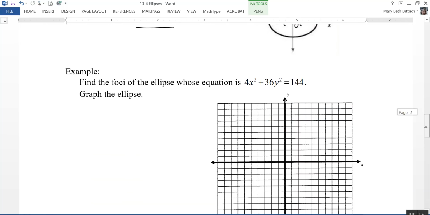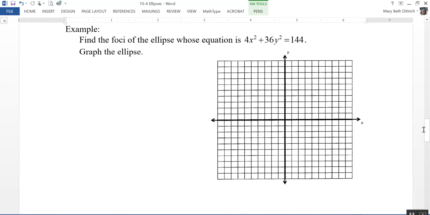So let's use that to find the foci of an ellipse whose equation is 4x squared plus 36y squared equals 144, and then we need to graph the ellipse. You'll notice that this equation is not in standard form, so I need to rewrite it that way. You'll also notice that the equation of every ellipse actually ends up being equal to 1. So to make this equal to 1, I'm going to divide everything by 144. Then that's going to give me x squared over 36 plus y squared over 4 is equal to 1.